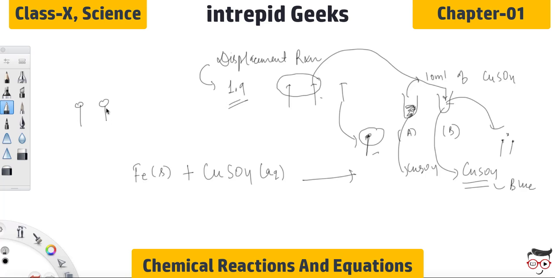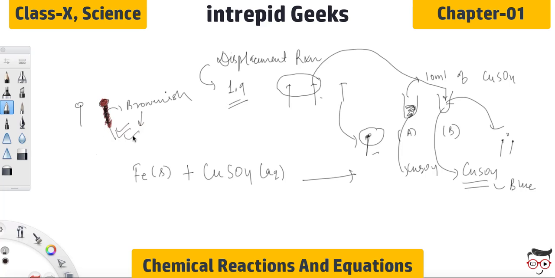When you take out the iron nail from the copper sulfate solution, the nail will become brownish in color. So there are 2 results. First result is the copper sulfate solution will become colorless, or the blue color fades away, and the iron nail taken out from the copper sulfate solution will become brownish in color. Why are these changes taking place?